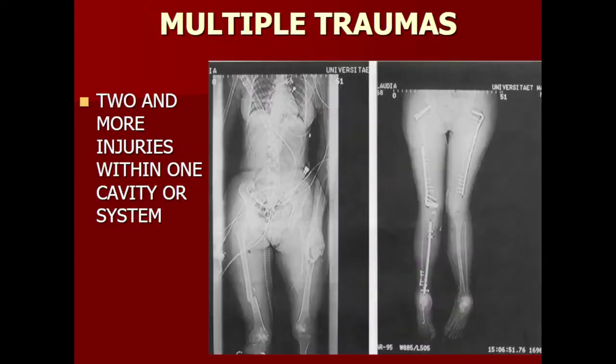Now definitions. Multiple trauma: two and more injuries within one cavity or one system. For example, look, it's a woman after an automobile accident. At one moment she has a fracture of both thighs, a fracture of the leg, a fracture of a bone of the foot. It's many damages in one system. What system? It's the locomotor system.